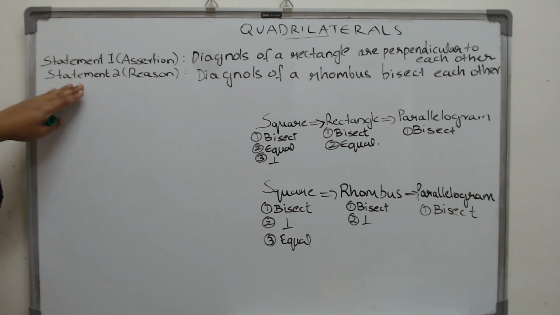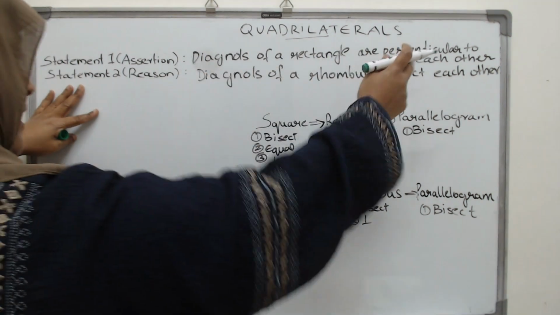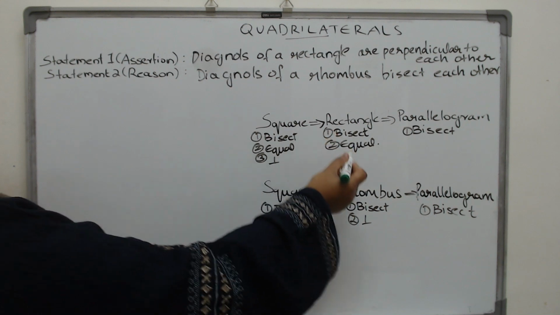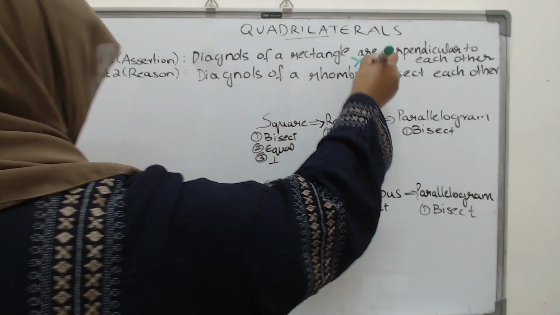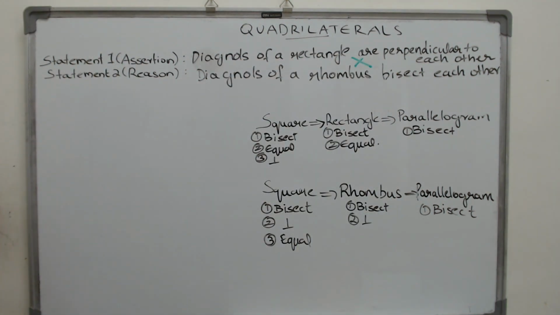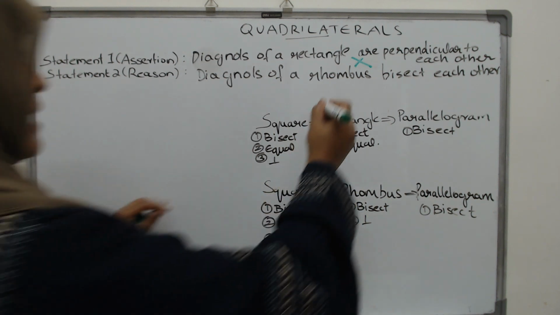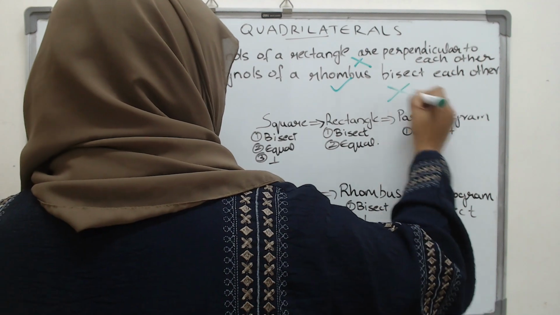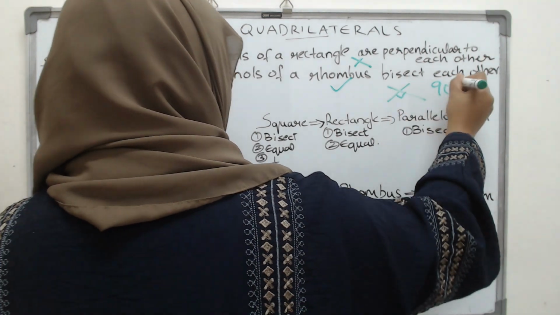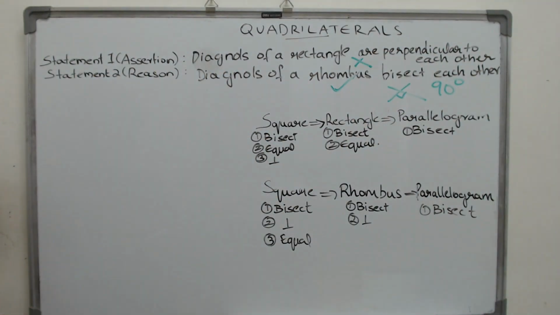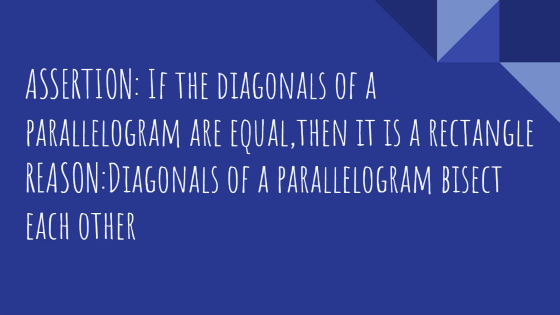Our next set of questions: diagonals of a rectangle are perpendicular to each other? No, they are not. What about the second one, diagonals of a rhombus bisect each other? Yes, they do. And how do they bisect? They bisect at right angles. So the second statement is correct, the first one is wrong.